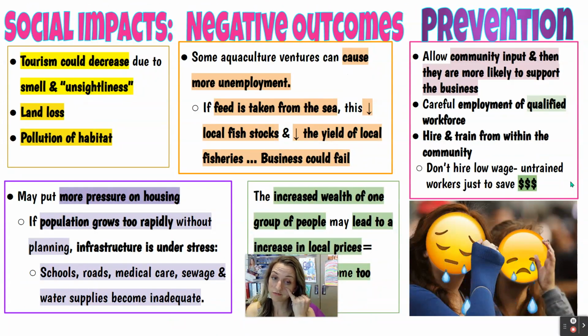But where could it go wrong? This is our last slide. Tourism could decrease due to smell and unsightliness. It's ugly, gross. Land loss, pollution of habitats.